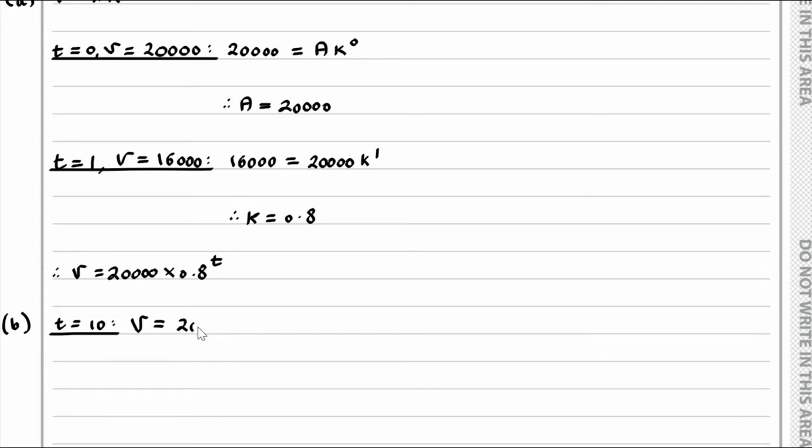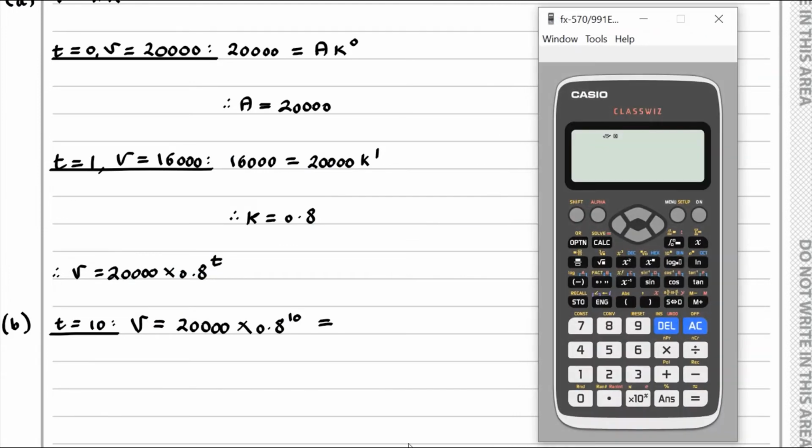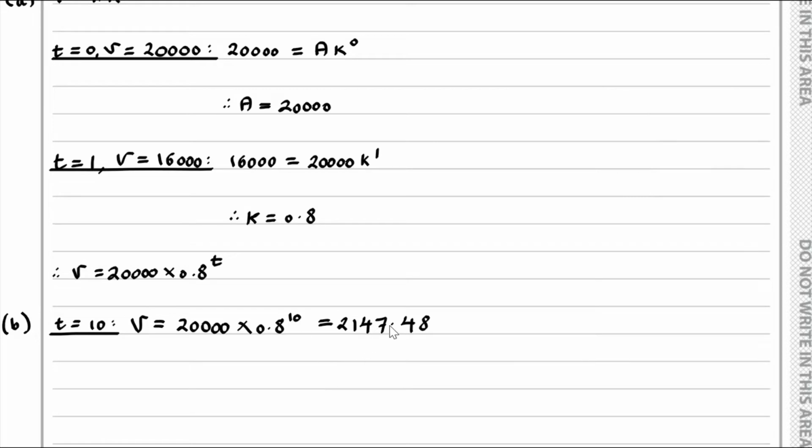v is equal to 20,000 multiplied by 0.8 to the power of 10, and working this out, we have 20,000 multiplied by 0.8 to the power of 10. That would be 2147.48. And this over here is approximately £2,000, and therefore the model is valid. Let's just write that down. So the model is valid because this value over here is close to £2,000.